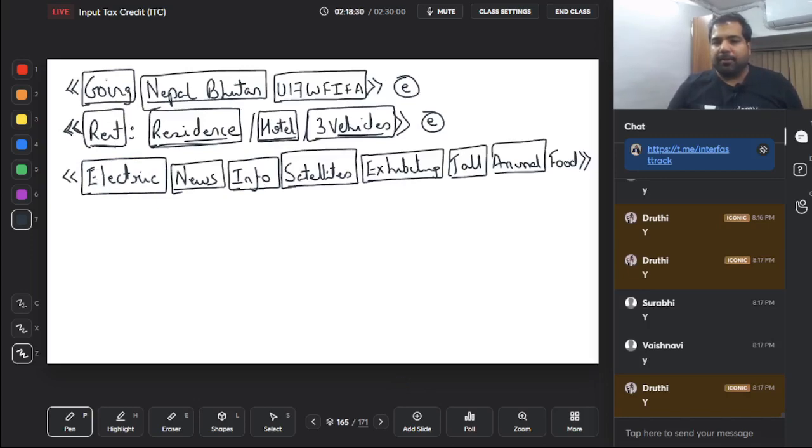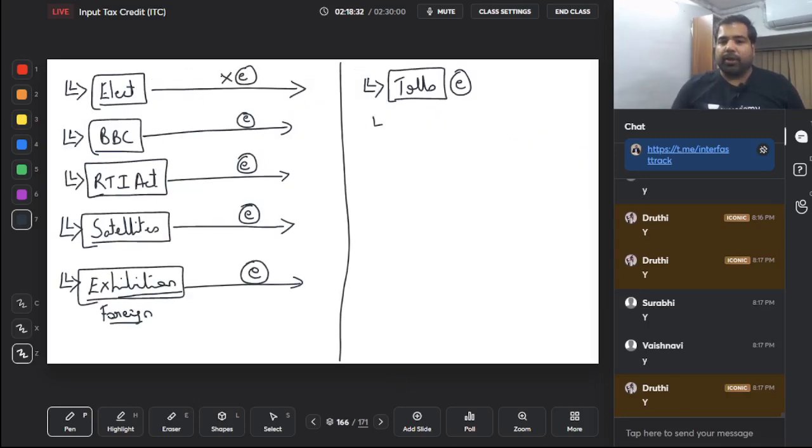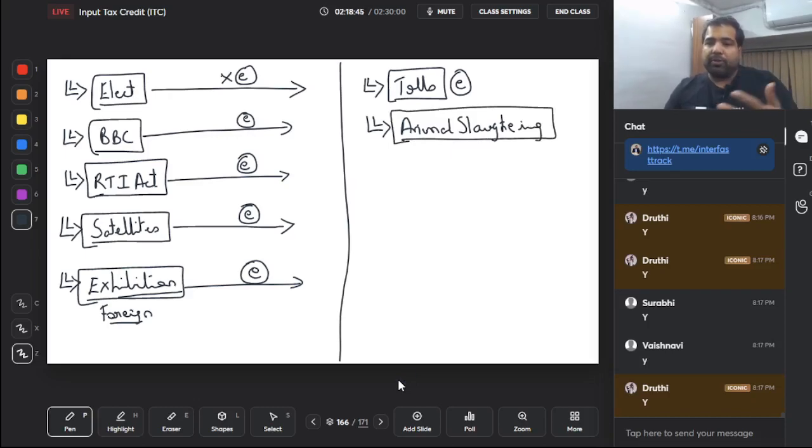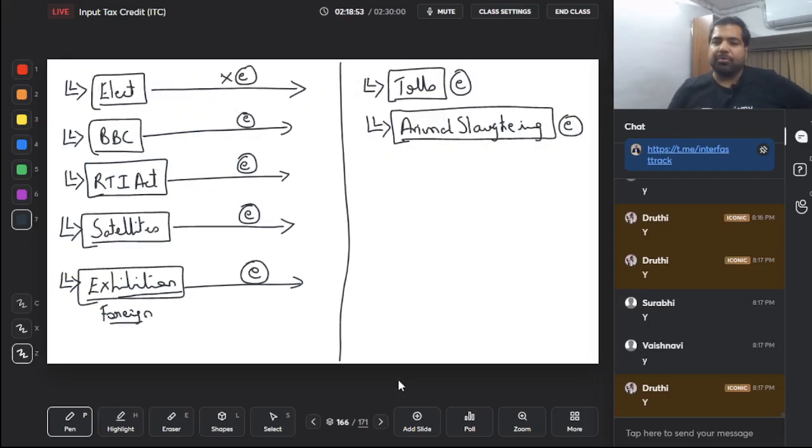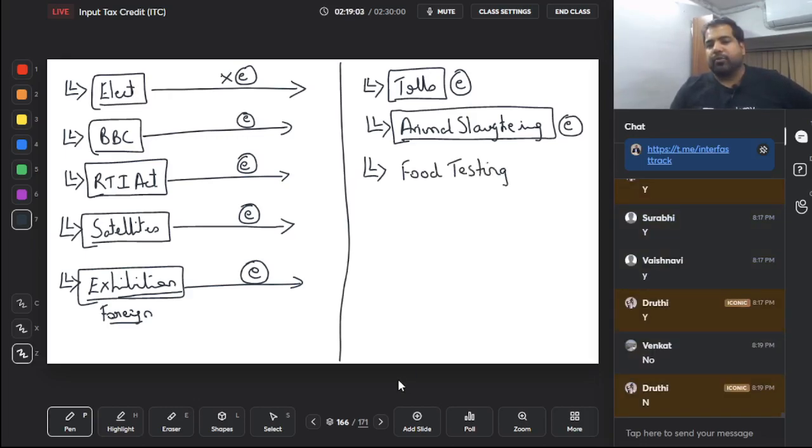Next, animal. Guys, animal slaughtering. Unfortunately, I'm a vegetarian, so I don't believe too much in animal slaughtering for food or for leather. But animal slaughtering, that process, even if you do that process, will be exempt from GST. And last, food. Guys, do you think food is exempt from GST? No, food is definitely subject to GST, but food testing, guys, food testing is exempt from GST.